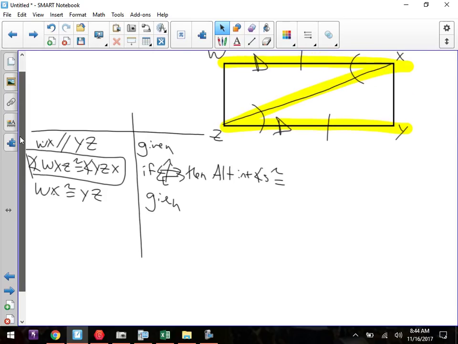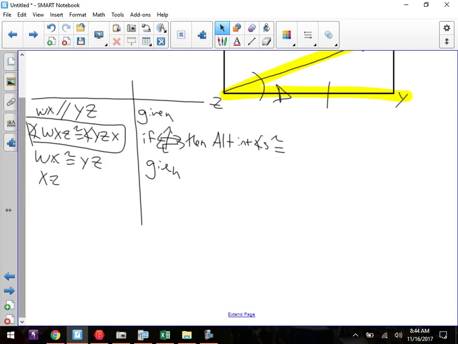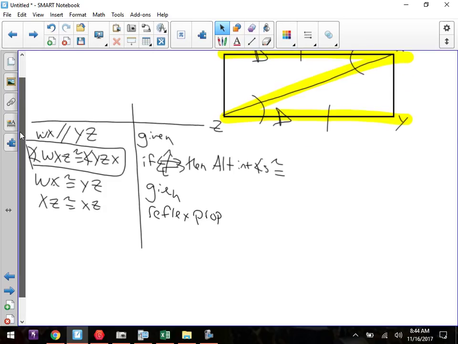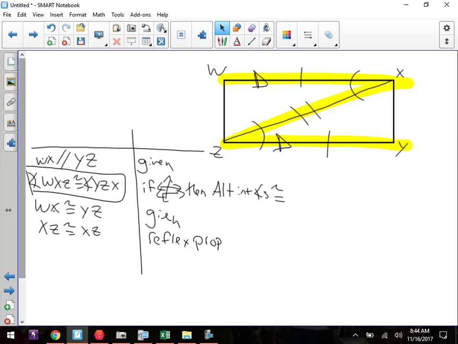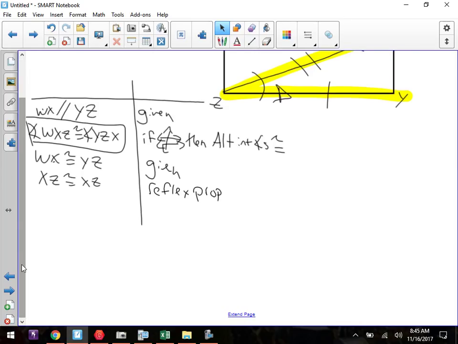And like you were just saying, I can say that XZ is congruent to XZ because it is reflexive. Okay. So there, yes, you can say that, which now gives you side, angle, side. So if you write out our triangles, triangle WXZ congruent to triangle YZX because of side angle side. You're done. Okay.